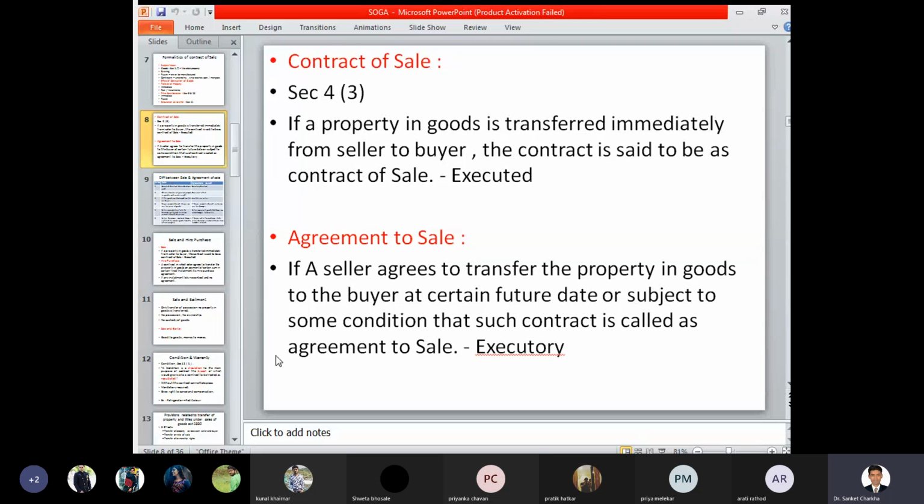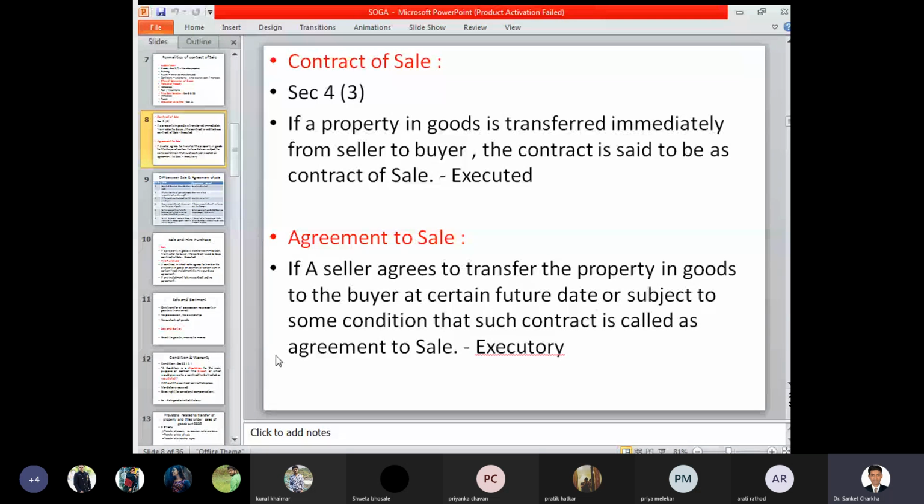Definition of contract of sale, section 4.3. If property in goods is transferred immediately from seller to the buyer, the contract is said to be a contract of sale. So here transfer of property is of major concern. At every stage we have to identify when the property in goods is being transferred. If it is transferred immediately, then it is an executed contract. It is a contract of sale.